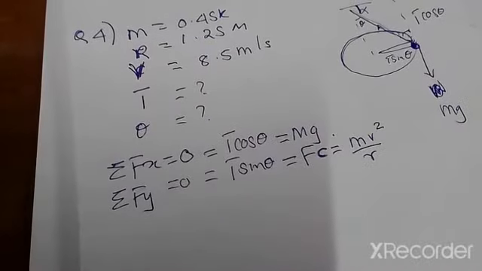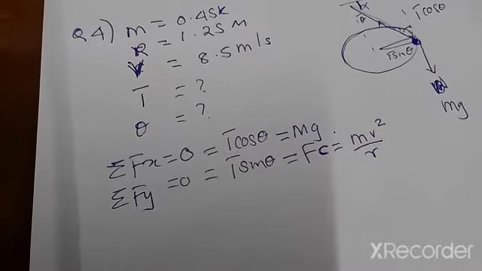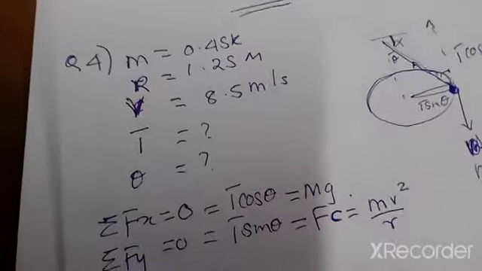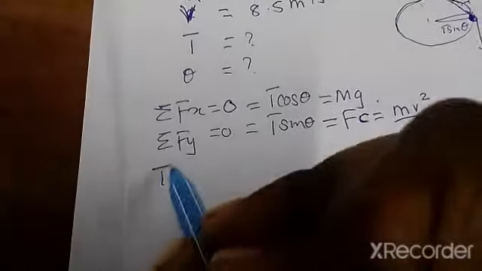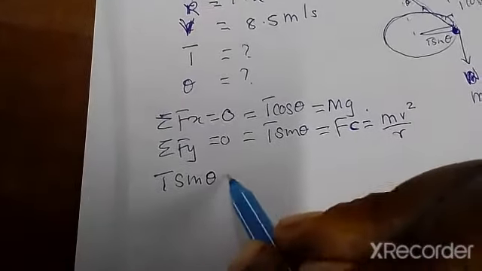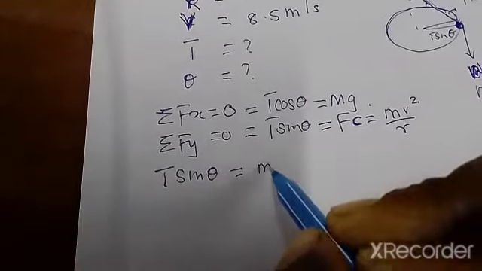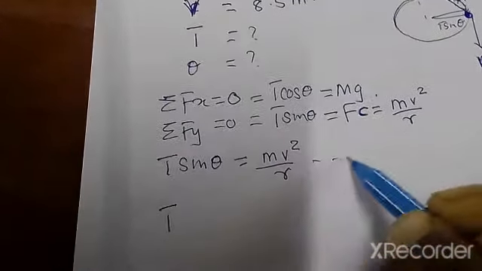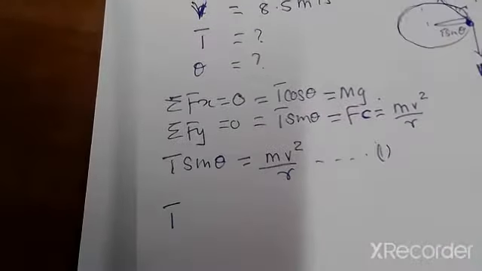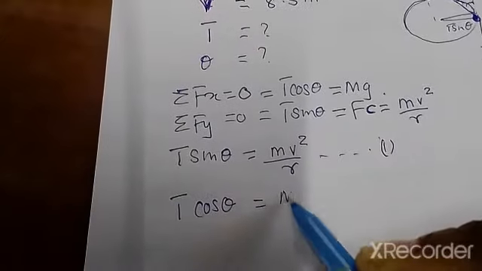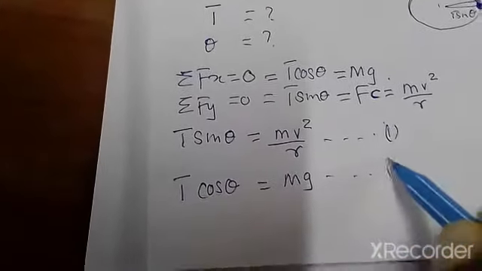It's not necessary. So we've got equations that we can write there. So we have T sin theta is equal to mv squared over r. We can call this our equation 1. Then we also have T cos theta being equal to mg, and that is our equation 2.